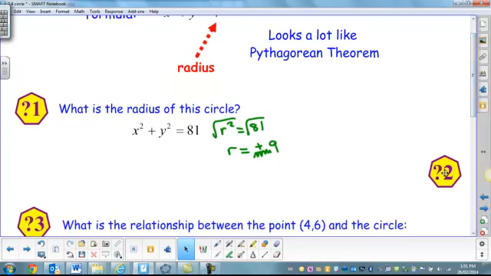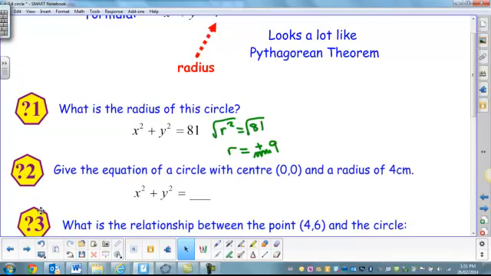We could use the formula in a different way. Say, give the equation of a circle with center 0, 0 and a radius of 4. Well, we want to put in a value for r squared, and we know r is 4, so we have to square it. And of course, we would get the answer 16. So x squared plus y squared equals 16 would be the equation of a circle with center 0, 0 and a radius of 4.